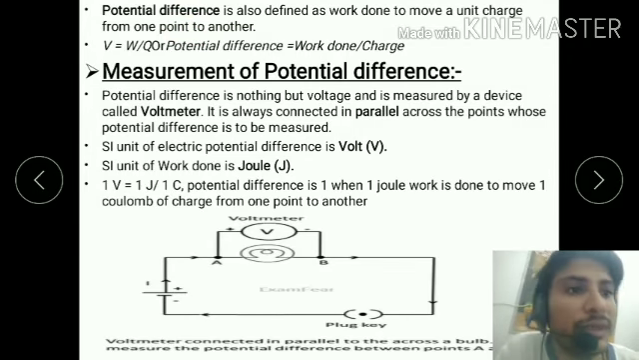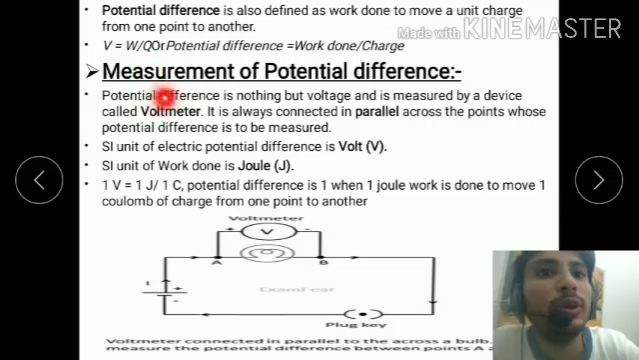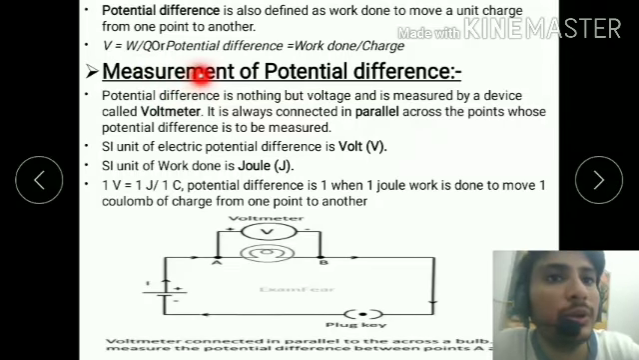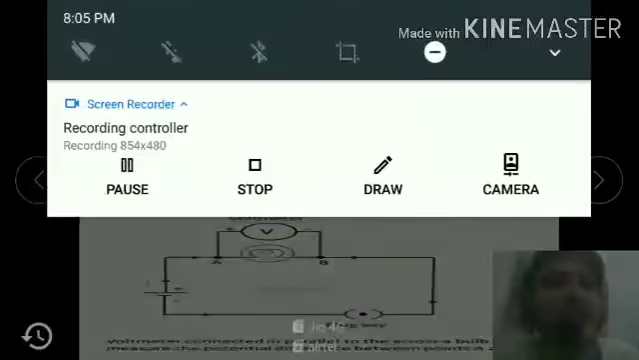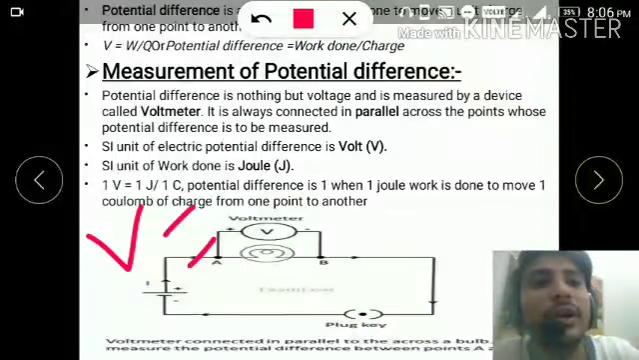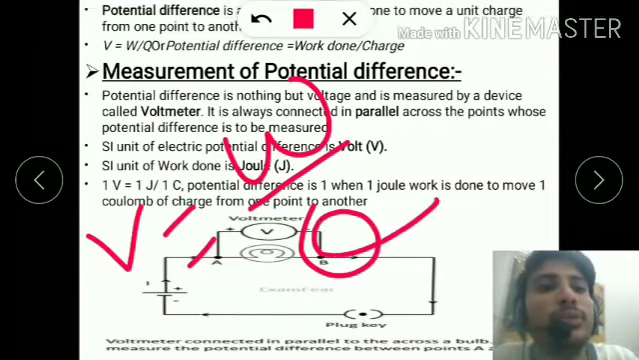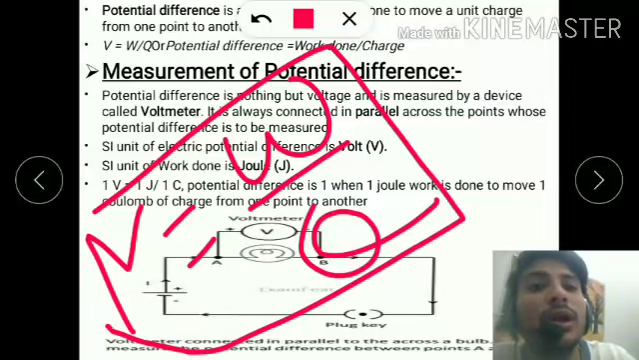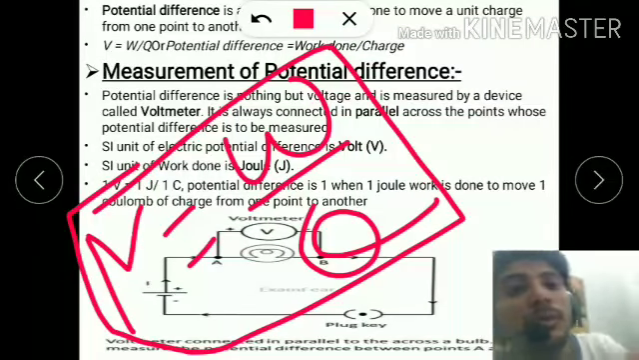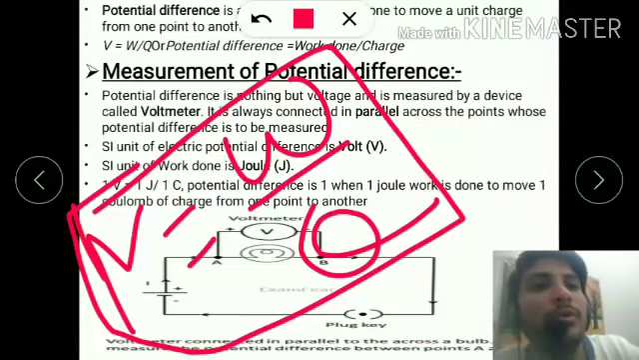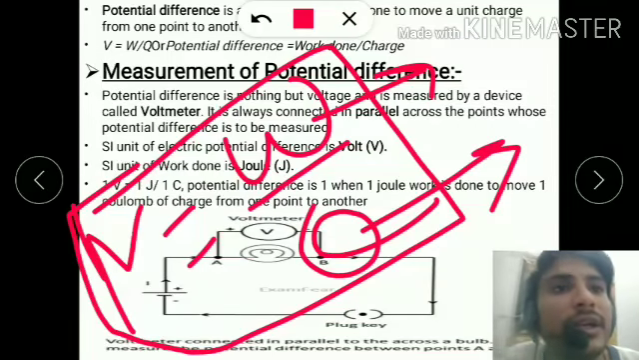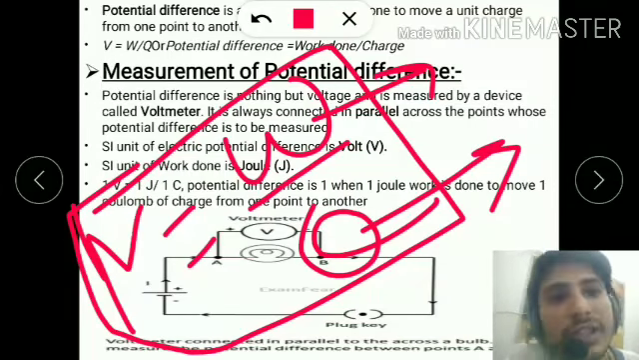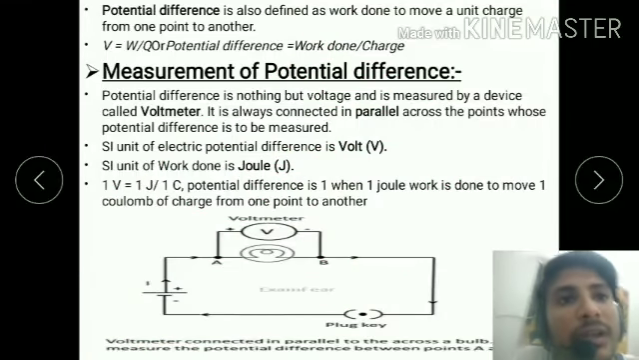The formula for potential difference is V is equal to W upon Q, or you can say work done upon charge. W means work and Q means charge. Most important formula. I want to tell you the most important formula: V is equal to W upon Q, where W is the work and Q is the charge. It means work done per unit charge. That is called potential difference.